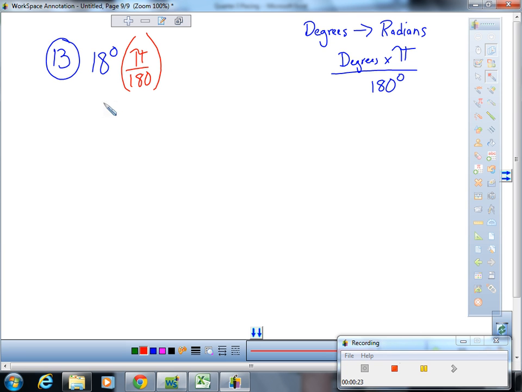So what you get is 18 over 180 pi. Okay? I've been encouraging you to just pop 18 over 180 into your calculators. And if not, you can just use your good old-fashioned number sense, and that's going to be 1/10 pi, or more commonly written as pi over 10.